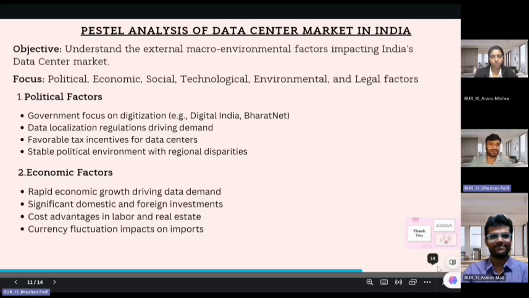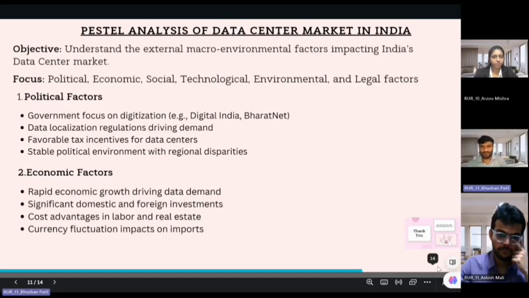Now we are talking about economic factors. The rapid economic growth. India is a growing economy and this is leading to higher demand for digital services, e-commerce, and cloud computing, fueling the need for data centers. Then we are talking about foreign investment. The data center market is attracting significant foreign direct investment due to favorable government policies and a large consumer base.